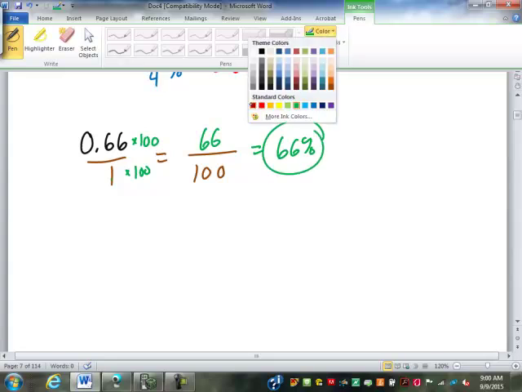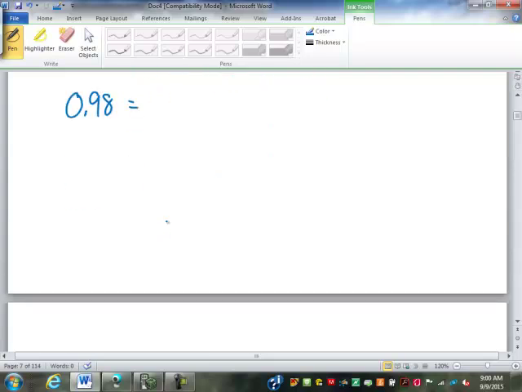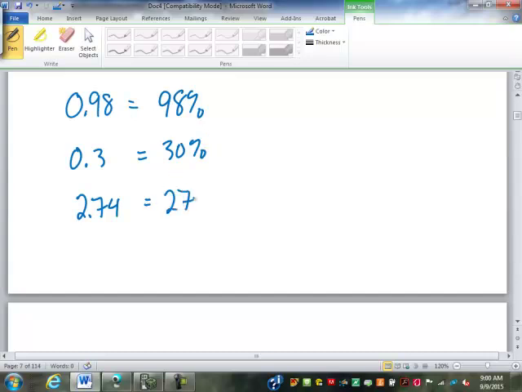As you can see here, each time that decimal will always be out of 1. So each time to change it to a percent, I'm going to be multiplying by 100, or moving the decimal point back 2 spots to the right. So 0.98 becomes what percent? 98%. 0.3 becomes 30%. 2.74 becomes 274%.